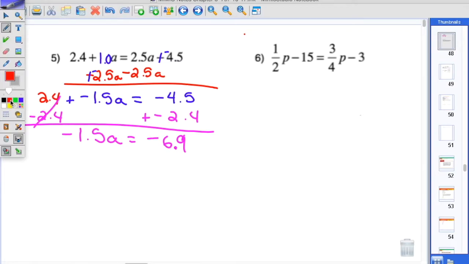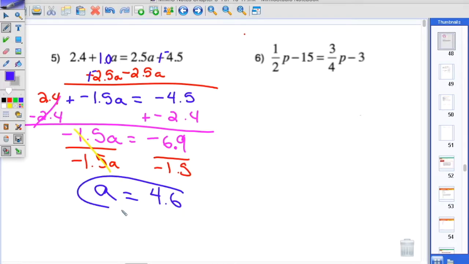And we need to get the a to one side, so divide both sides by the -1.5a. So on the left-hand side, it cancels out, and we're left with a equals a negative divided by a negative is positive, and 6.9 divided by 1.5 is 4.6.